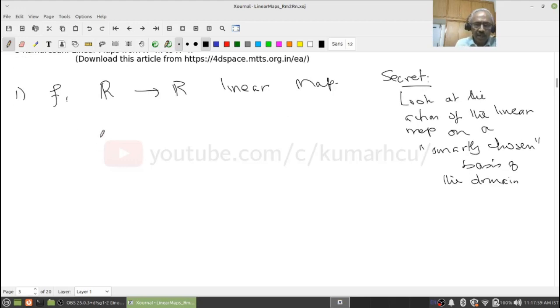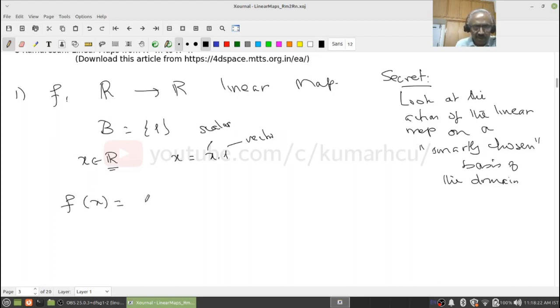Now R is a one-dimensional vector space, therefore I can take the basis to consist of one element. Therefore if you give me any real number x in R, I can think of this as a one-dimensional vector, and write it as x times 1. Here I think of x as a scalar and 1 as a vector. Then if f is a linear map, f of x is f of x times 1, therefore it's x times f of 1. Suppose I let a equal f of 1, then I can write it as a times x.